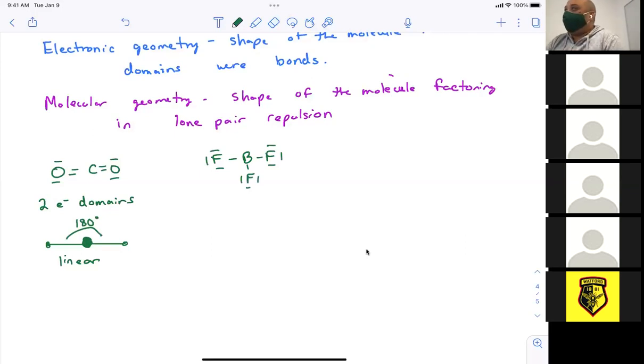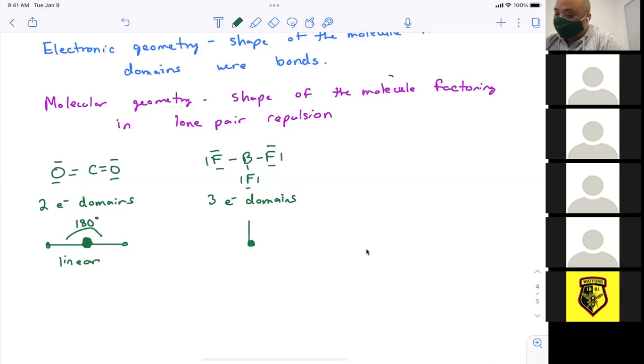How many domains do we have around the boron? 3 domains. Okay. How do you orient 3 lines to maximize the angle from each other? How do you organize 3 lines so that you can maximize the distance from the angle? Yes, Sammy. A triangle. Trace the inside of a triangle, that works here. So essentially what Sammy's saying is a Y.